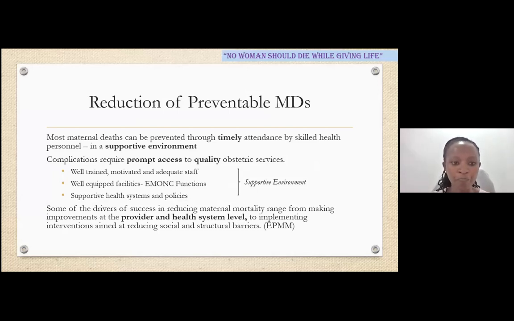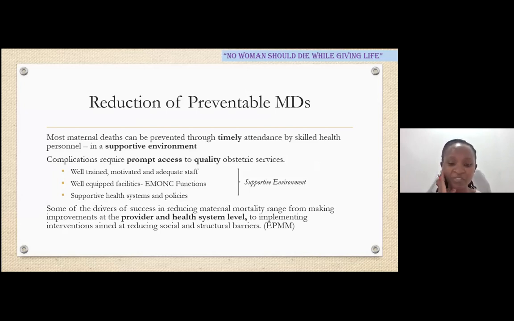So how can we reduce preventable maternal deaths? It is a fact that we've seen that up to 75% of deaths are preventable. And if you look at the most causes of maternal deaths, if it is preeclampsia, if it's postpartum hemorrhage, sepsis, we have known interventions for all of them. So what is it that causes these many maternal deaths?